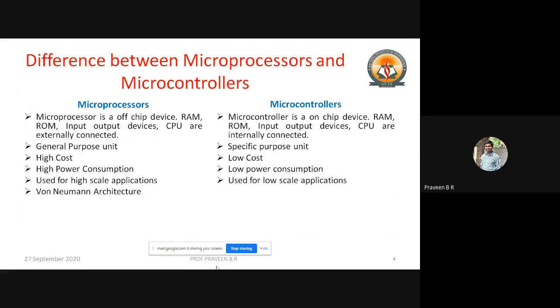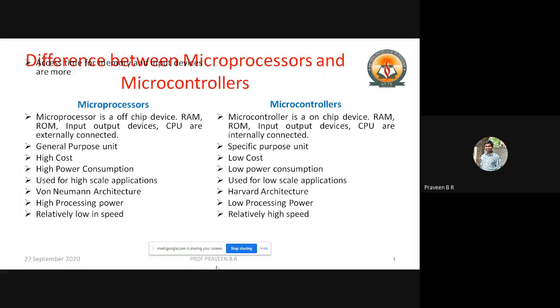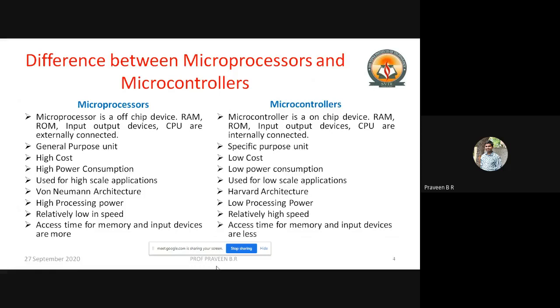Microprocessors obey von Neumann architecture. Microcontrollers obey Harvard architecture. Microprocessors have high processing power. Microcontrollers have low processing power. Microprocessors are relatively low in speed. Microcontrollers are relatively high speed. Coming to the accessing time, it requires more time to access memory and input devices in the case of a microprocessor, whereas in a microcontroller, the access time for memory and input devices is less.